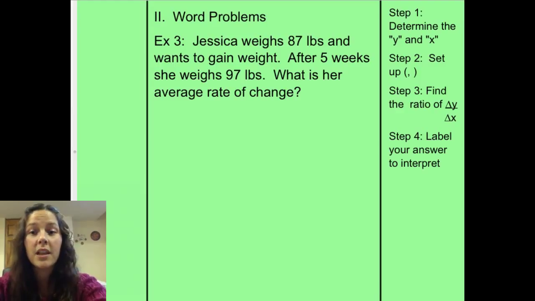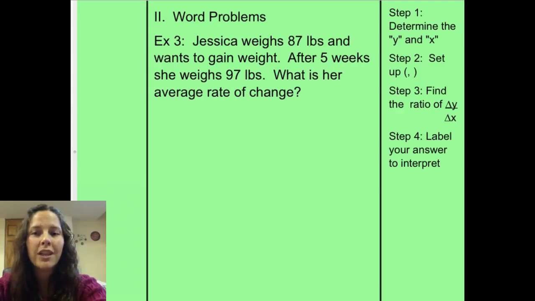Next, we're going to take a look at a couple of word problems that also help us set up a rate of change. So the first thing we need to do is figure out the x and the y values, what's the input and what's the output, and then we can determine the rate of change for each set of values. All right, so Jessica weighs 87 pounds currently, and she wants to gain weight. After 5 weeks, she weighs 97 pounds. What is her average rate of change?